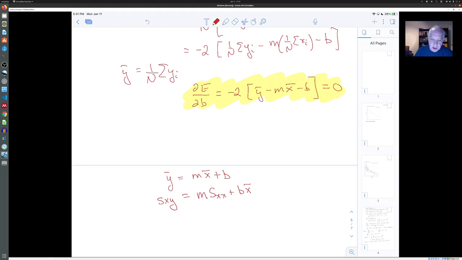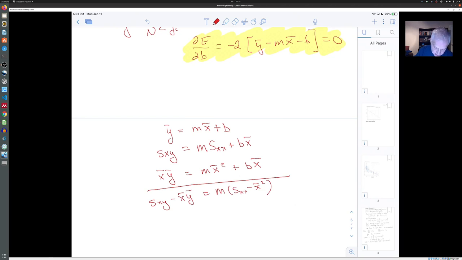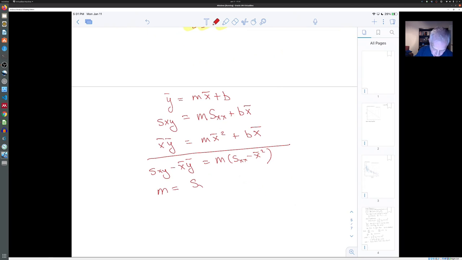And this is two equations and two unknowns, the unknowns being the variables m and b. And we can solve this, for example, by multiplying the first equation by x bar, and we would get x bar y bar equals m x bar squared plus b x bar, and subtract these two to get sxy minus x bar y bar equals m times sxx minus x bar squared, or m equals sxy minus x bar y bar over sxx minus x bar squared. And if you want to get b, you go back to your first two equations.